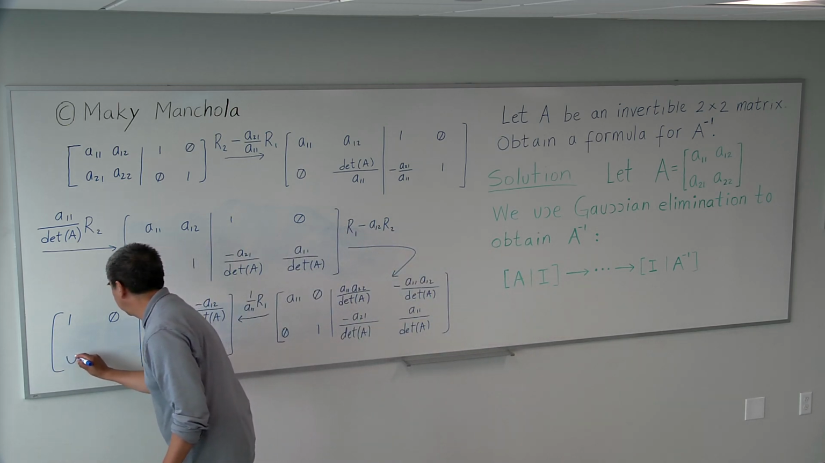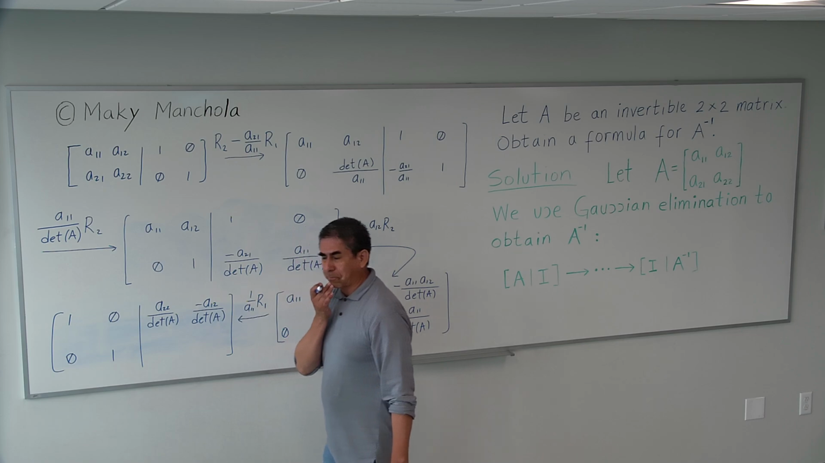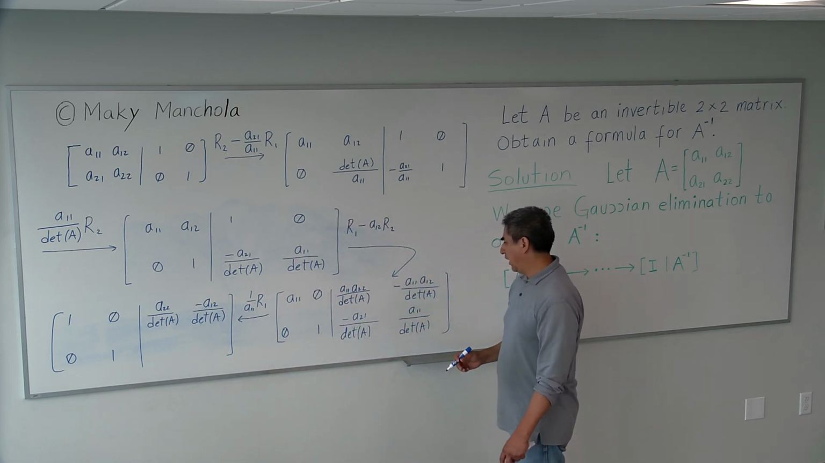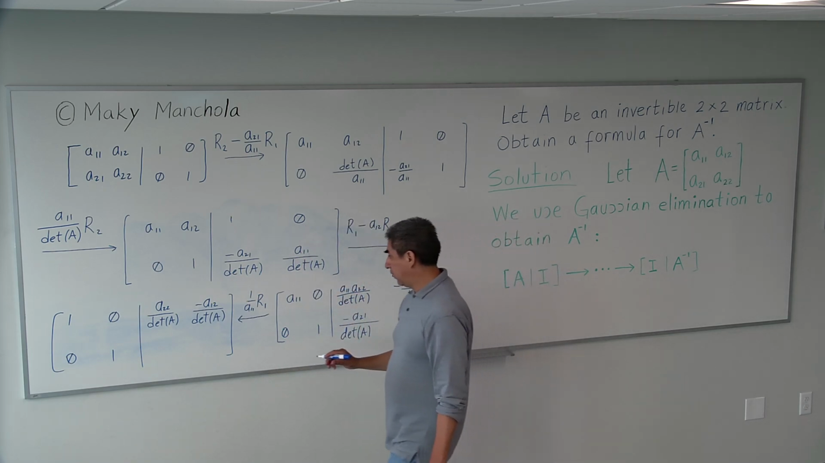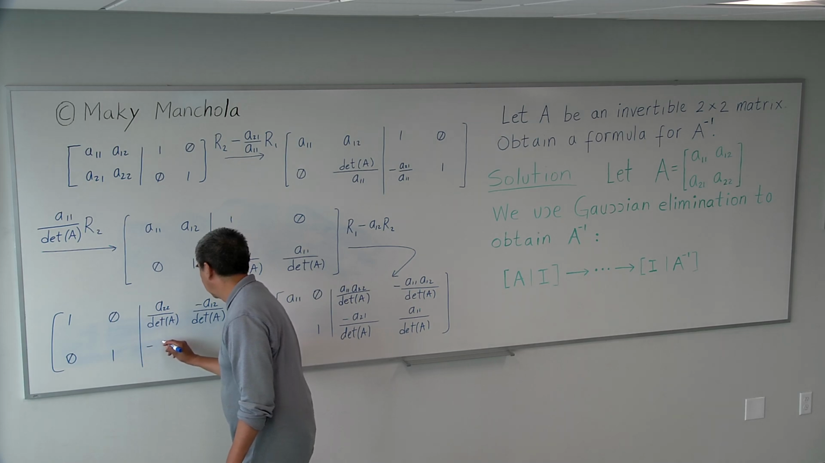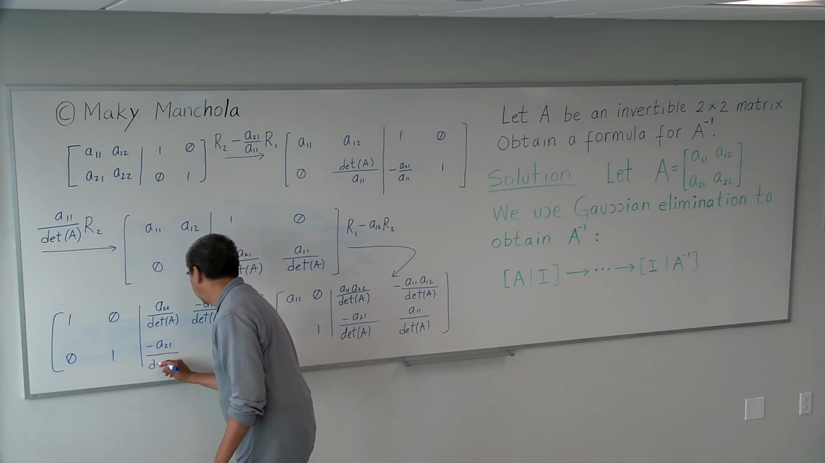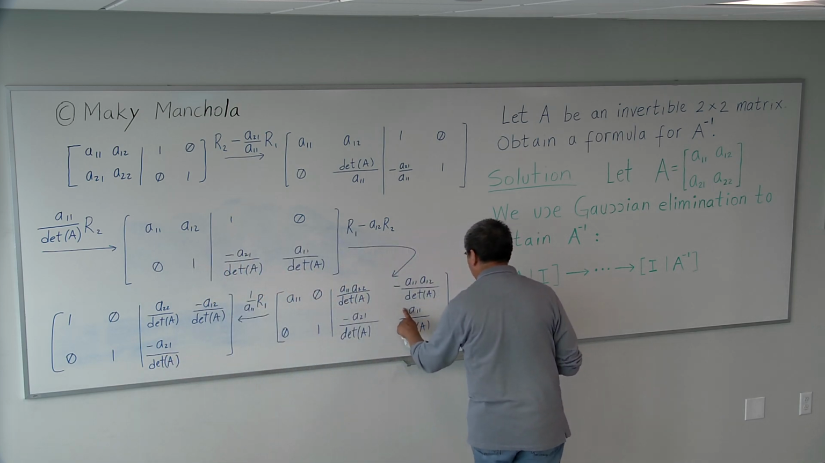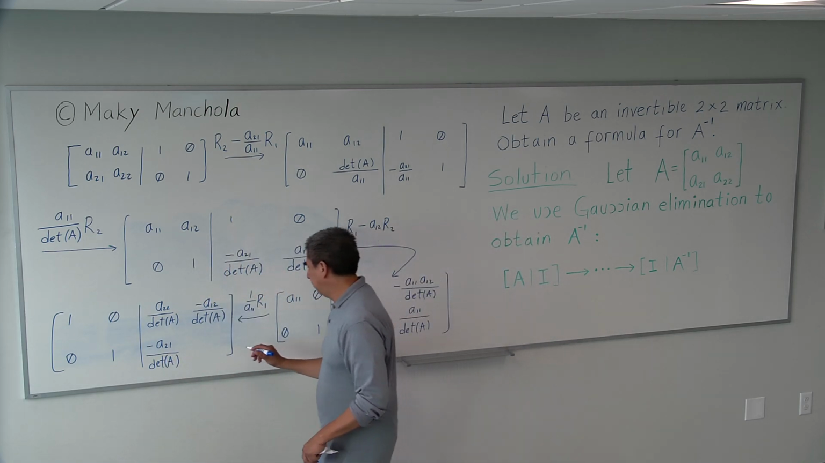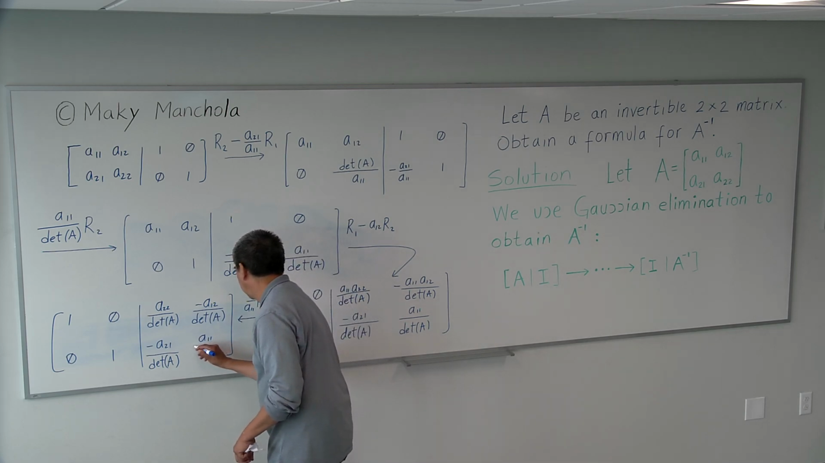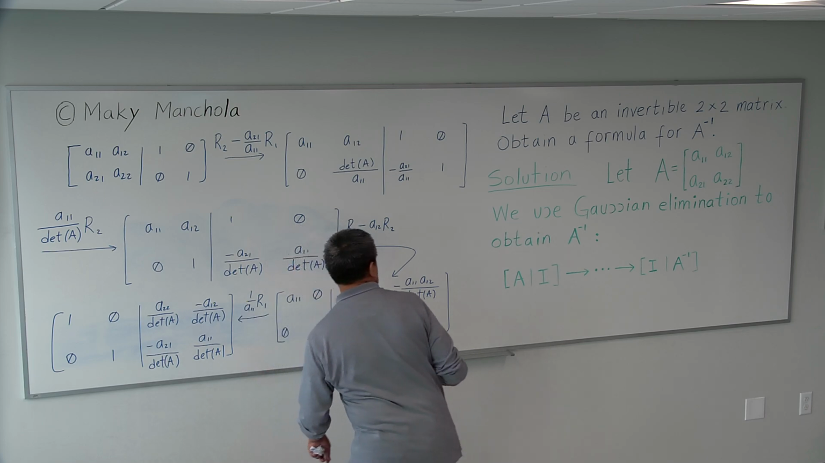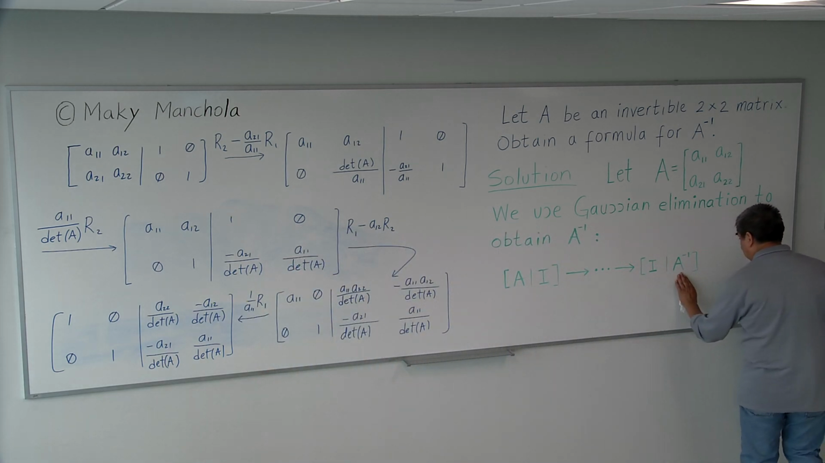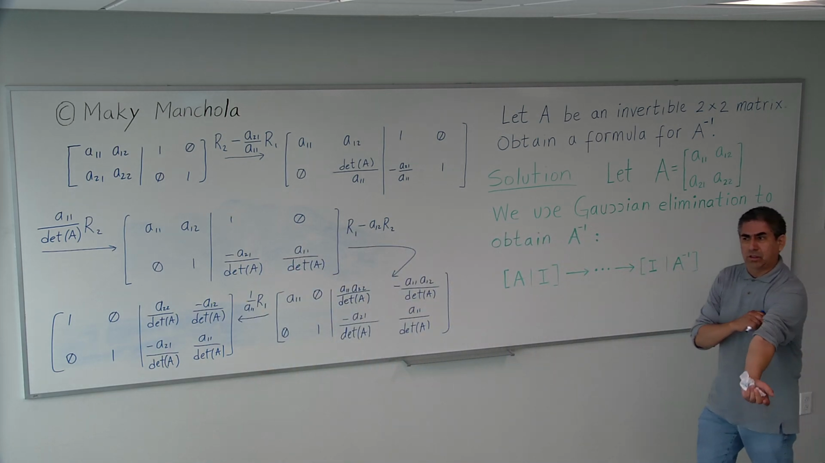Okay, the second row remains unchanged. So we have 0, 1, negative A21 over determinant of A, and we have A11 over determinant of A. So that will be our A inverse.